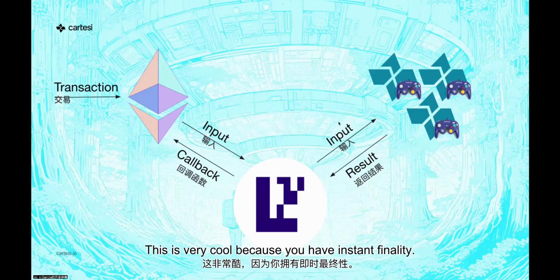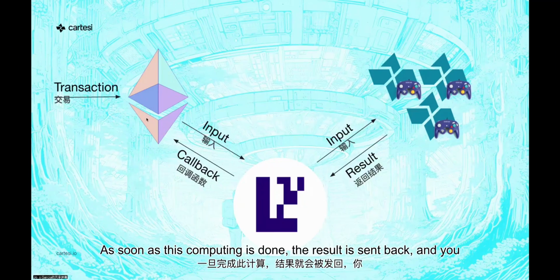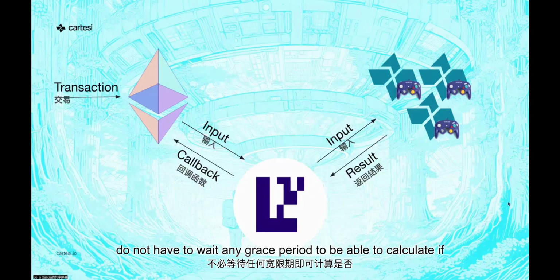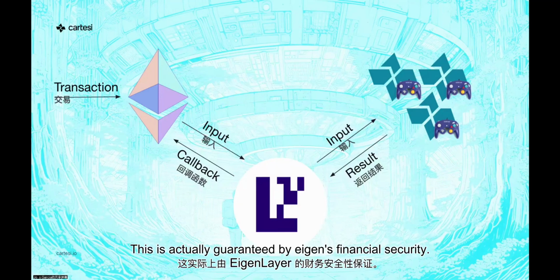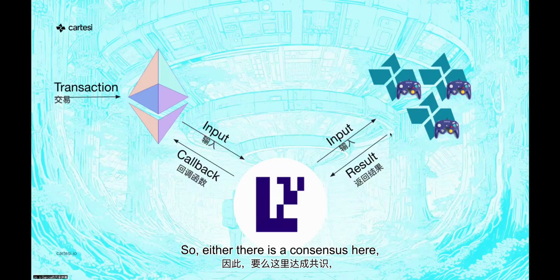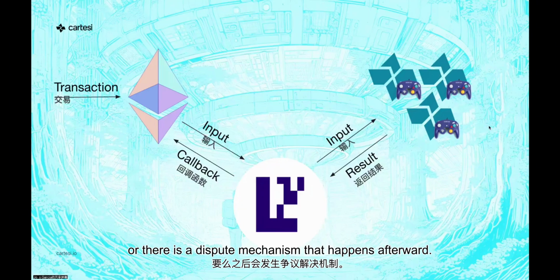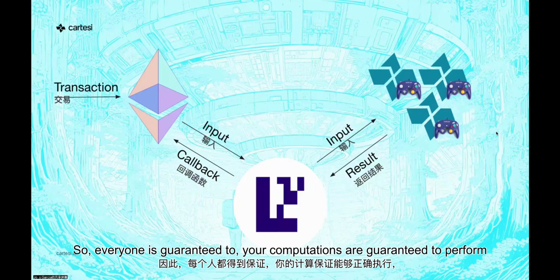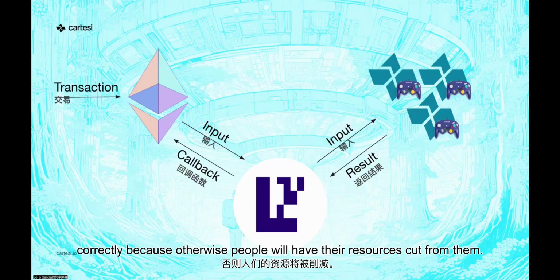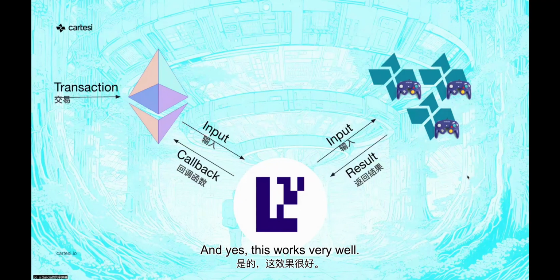This is very cool because you have instant finality. As soon as this computing is done, the result is sent back, and you do not have to wait any grace period to be able to calculate if anyone was actually cheating on the computations or not. This is actually guaranteed by Eigen's financial security. So either there is a consensus here, or there is a dispute mechanism that happens afterward, and whoever cheated or whoever lied has their assets taken from them. So your computations are guaranteed to perform correctly, because otherwise people will have their resources cut from them. And yes, this works very well.